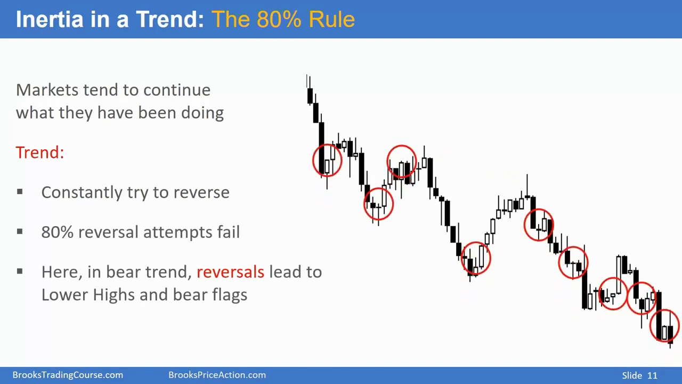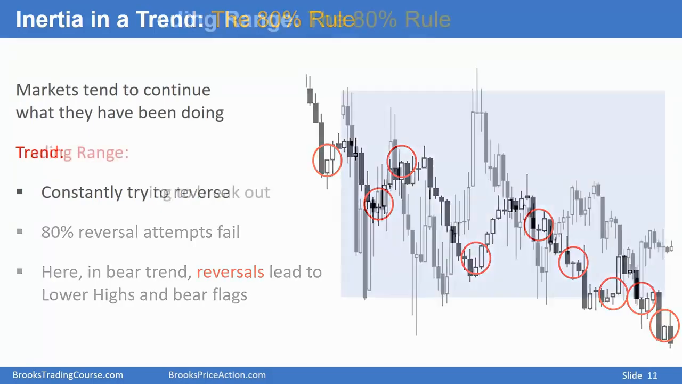Lots of reversal attempts, a good-looking buy signal bar, good-looking buy signal bar, micro double bottom, bull inside bar here, trying to reverse up, trying to reverse up. It's constantly trying to reverse. All trends are constantly trying to reverse. And 80% of the reversal attempts fail.